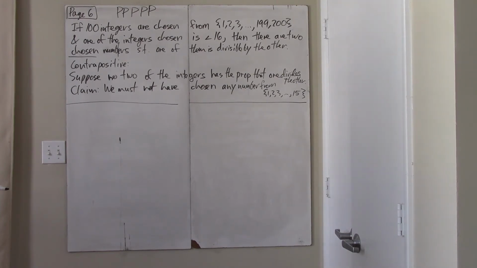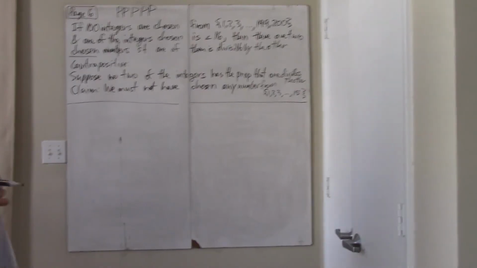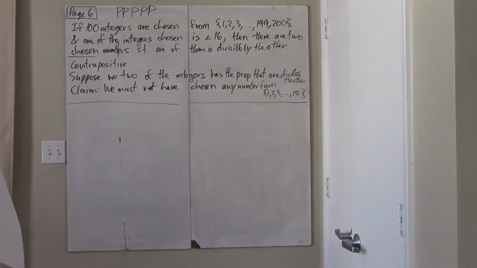Here we go. This is the problem. 100 integers are chosen from the set 1, 2, 3, all the way up to 200. And one of the integers chosen is less than 16. If you guarantee to pick one of the numbers which is less than 16, then there must be two of the numbers such that one of them is divisible by the other.